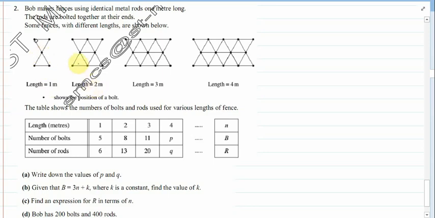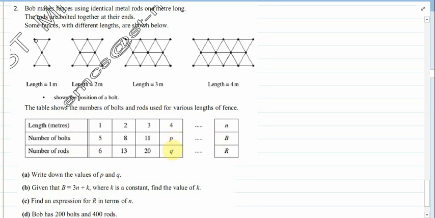Length 2 meters, how many bolts? 3 times 2 is 6, plus... 5 plus 3, 8. How many rods? 13. And so on, right? Then Bob makes a table in which he mentions the number of bolts and the number of rods, as you can see on the table. The first part says write down the value of P and Q, right?